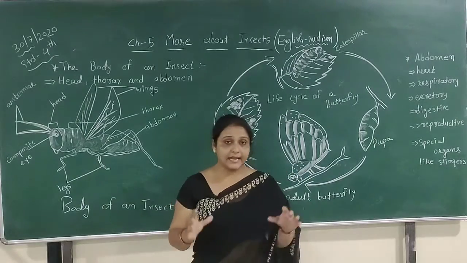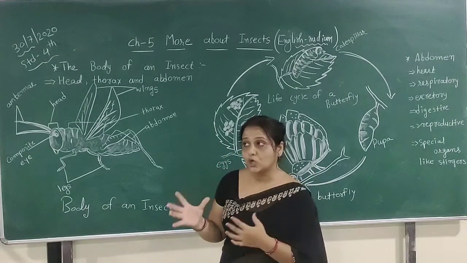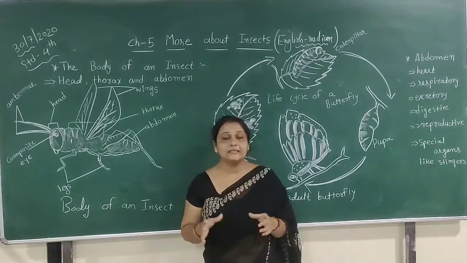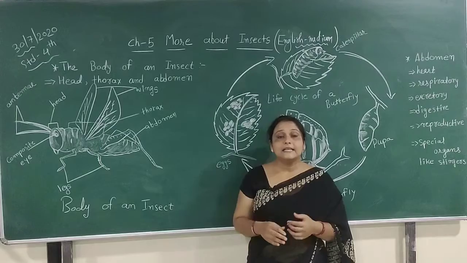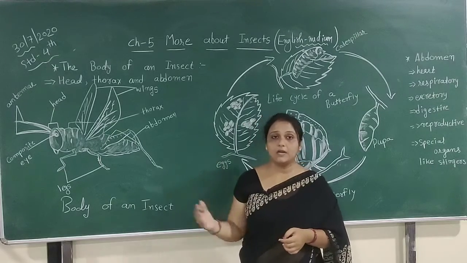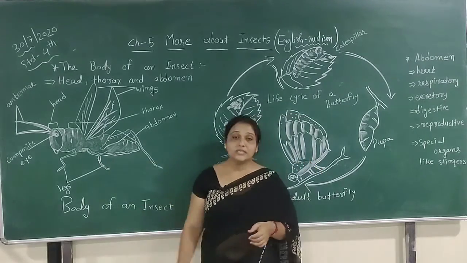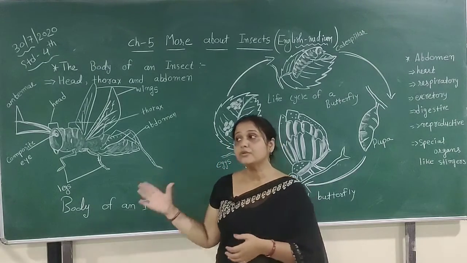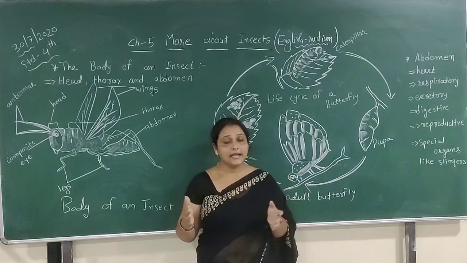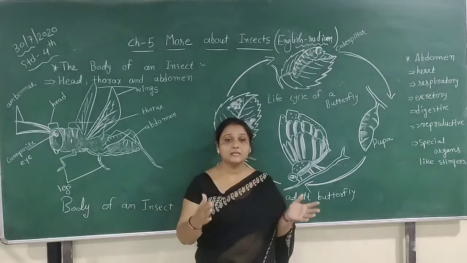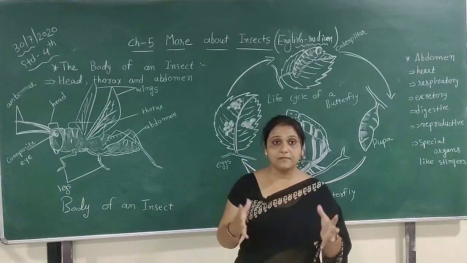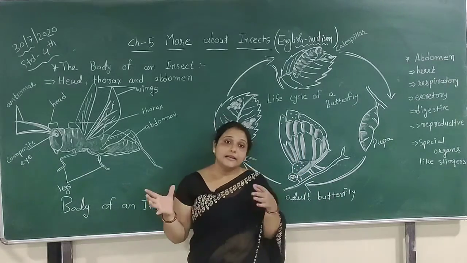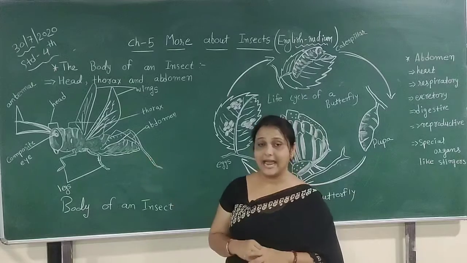Then after that, the composite eye is also in the part of the head, and using the composite eyes they can see the different things available around them. In composite eyes they have thousands of lenses. Using these lenses they can see the different things around them. They detect things using the composite eye, and they detect smell using the antenna.